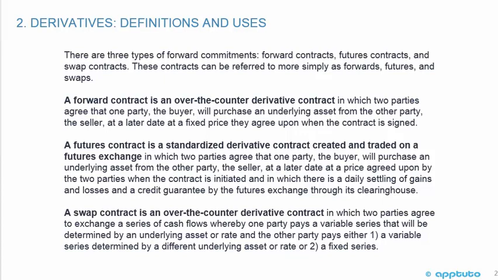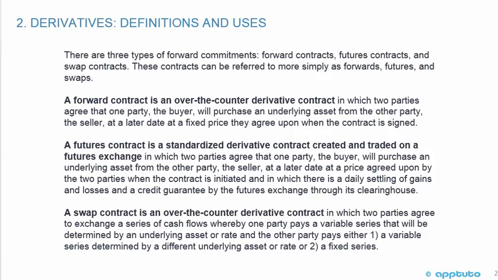A forward contract is an over-the-counter derivative contract in which two parties agree that one party, the buyer, will purchase an underlying asset from the other party, the seller, at a later date at a fixed price they agree upon when the contract is signed.